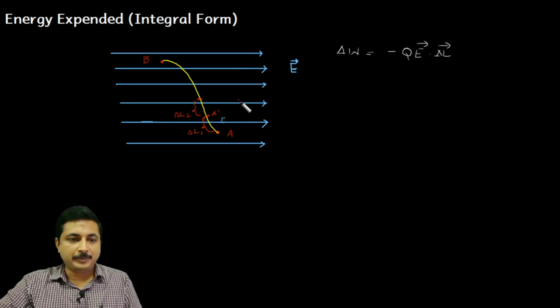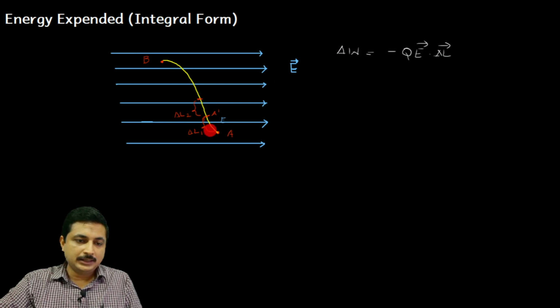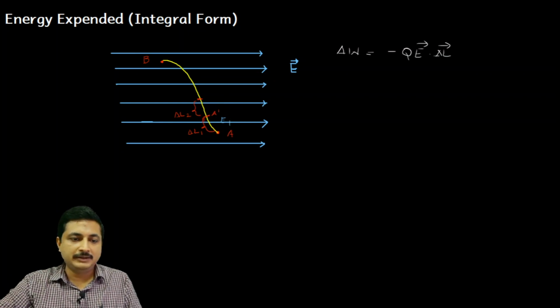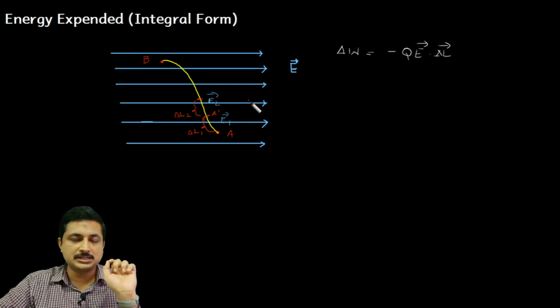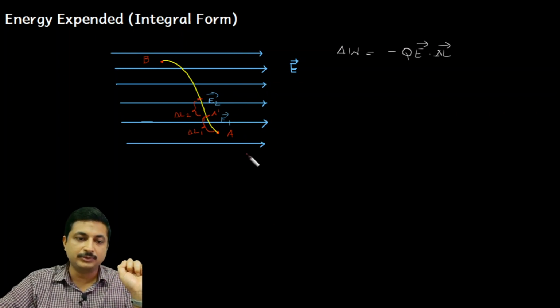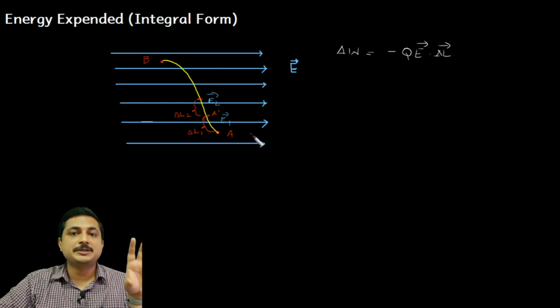One more thing is, in delta L1 I assume that E vector is E1 vector. In delta L2 I assume that E vector is E2 vector. Why I am doing this? Because I am assuming a non-uniform field, very important, just an assumption. I am assuming that this field is not uniform everywhere, even though in the picture I have drawn it very uniformly, it is not uniform.